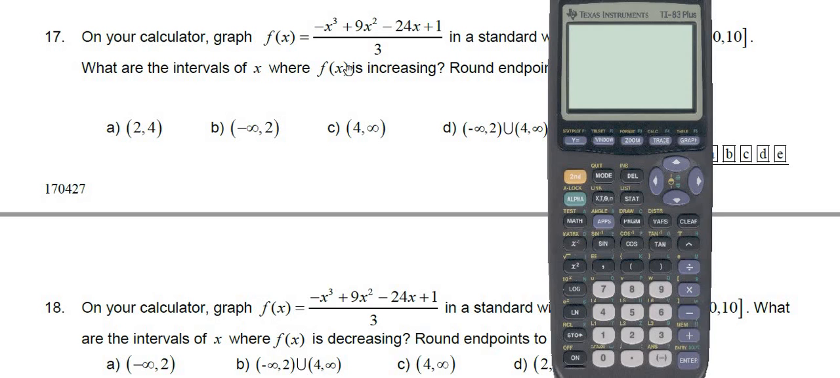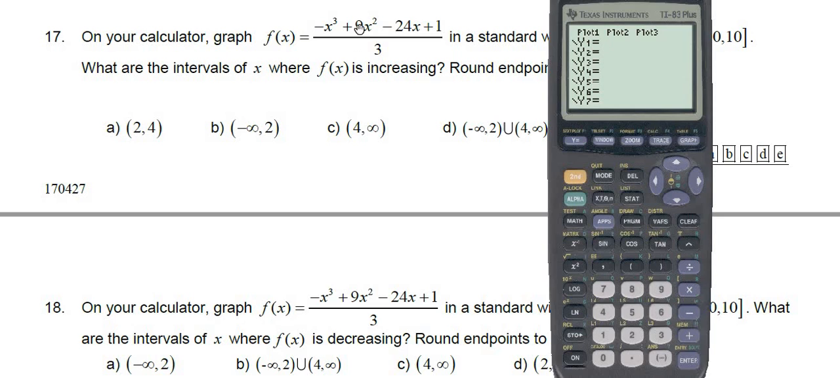In this problem, we're being asked to graph this function and determine the intervals of x where the function is increasing. So we'll start by hitting the y equals button on the calculator. It's located in the top left, right here where I'm wiggling the mouse. So y equals. Okay, so now we have to enter our function.